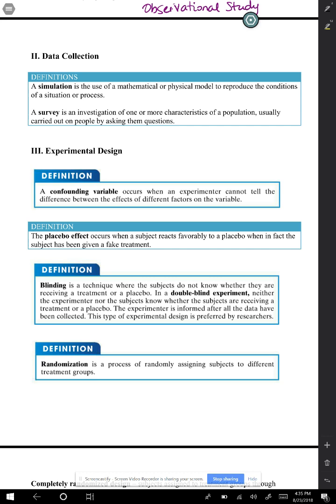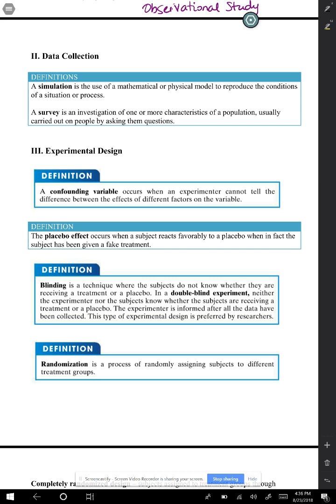A confounding variable is one that happens when you know that there are two different things happening, two different variables out there, but you can't really tell a difference. So maybe you apply 10 hours of daylight to one plant and you apply 6 hours of daylight to the other plant, and you really can't tell that there's any difference in the two. So that would be a confounding variable, when the effects can't really be determined.